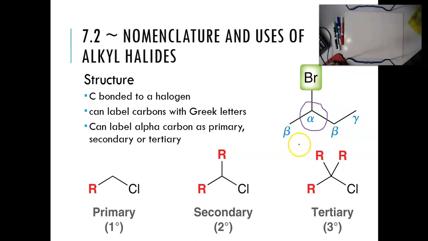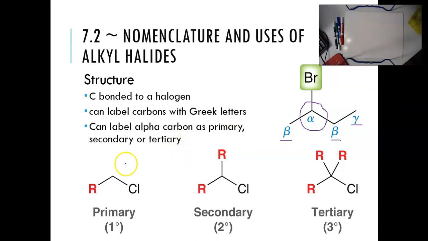The carbons next to the alpha carbon are the beta carbons, and the carbon next to that is gamma, and we could keep going to delta and so on. And again, it's just a way for us to say the beta carbon instead of saying the carbon bonded to the carbon bonded to the halogen. It just makes the language a little easier.